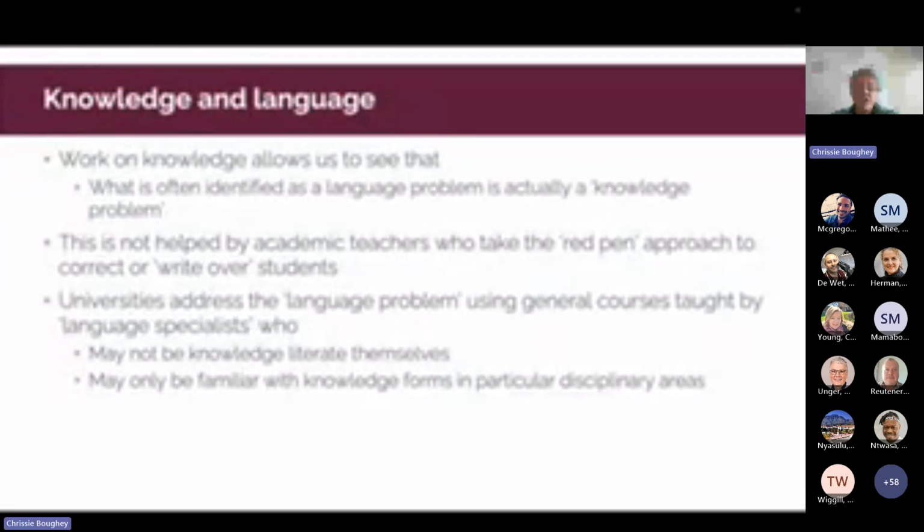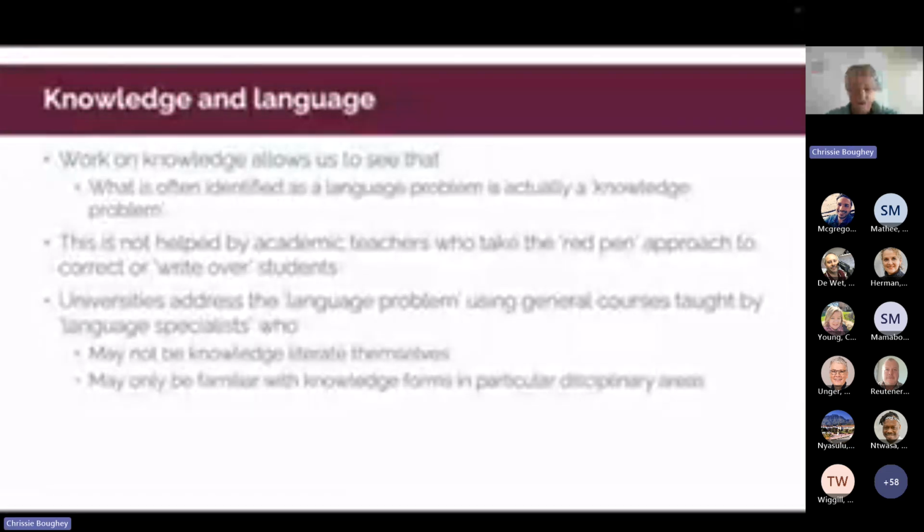And then if you go to the university addresses the language problem, so-called, I've got that in inverted commas, using general courses taught by language specialists who may not be, and I've introduced a new term there, knowledge literate themselves. You know, often people teaching those very general courses might have a master's degree in applied language studies or linguistics or something like that. I'm talking about myself here.